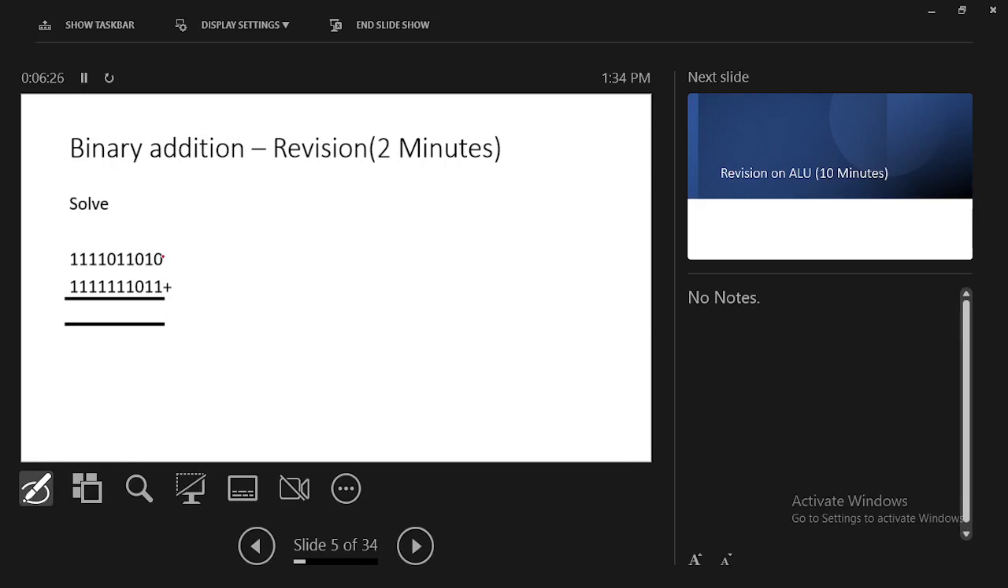It's simple, right? So 0, 1, it's 1. 1, 1, 1, it's 2. 2 we can't allocate, so we have to go to 0 and carry 1 to this place. 1 plus 0 plus 0, it's a 1. 1 plus 1 again it's a 0 and carry 1. 1 plus 1, 0, carry it to the next, and 0, 1, it's a 1.